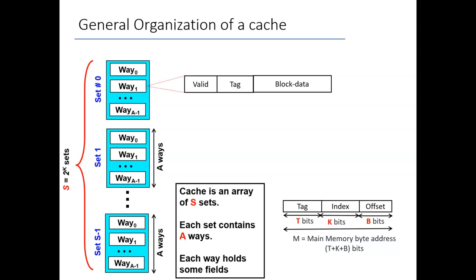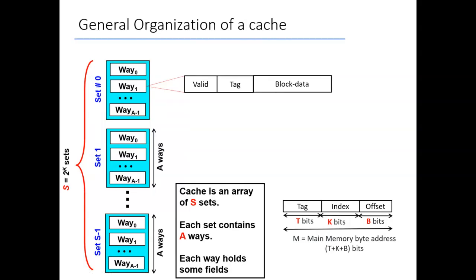If you look here, each way holds some fields, which is the valid bit. The bit indicates whether it contains valid data or not. Then the tag field, which stores the tag of the main memory block address. And then we have the block data field. How many bytes will be in the block data field? Can anyone tell me?